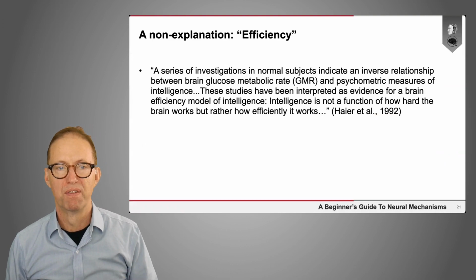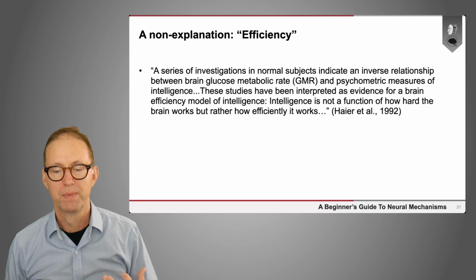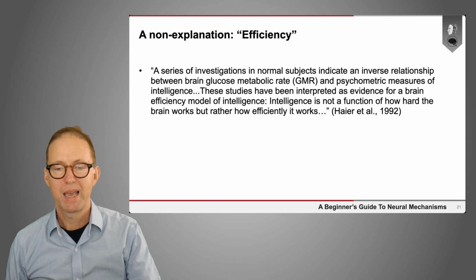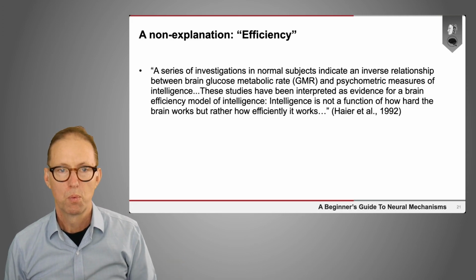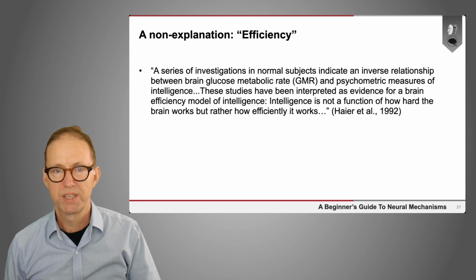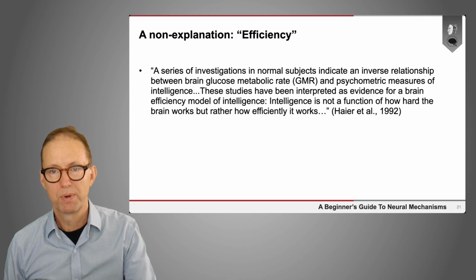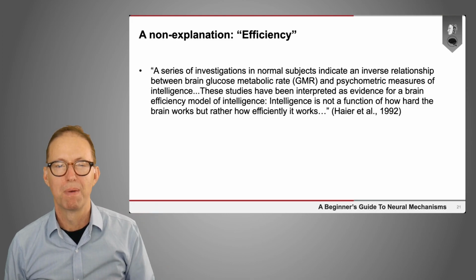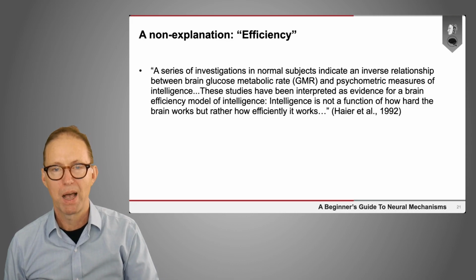Now, another type of explanation, or what I would really call a non-explanation in neuroimaging, is the idea of efficiency. And this came first from work by Haier and colleagues in the context of intelligence. This is a quote from one of their early papers: a series of investigations indicate an inverse relationship between glucose metabolism in the brain and psychometric measures of intelligence. Those studies have been interpreted as evidence for a brain efficiency model of intelligence. Intelligence is not a function of how hard the brain works, but rather how efficiently it works.